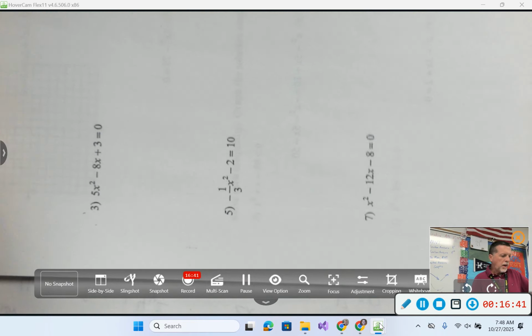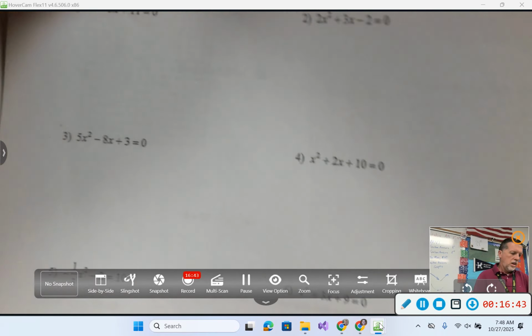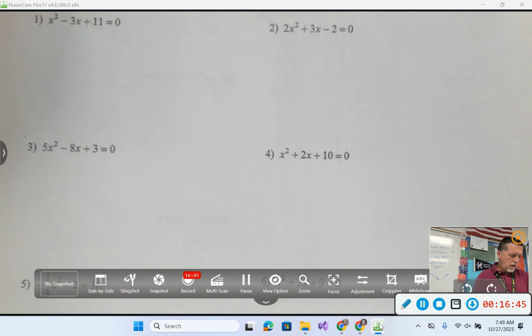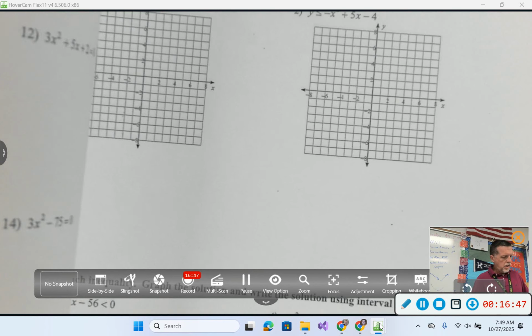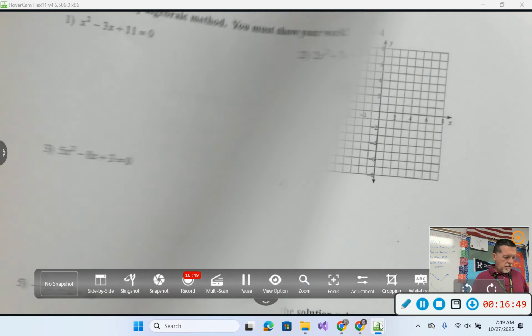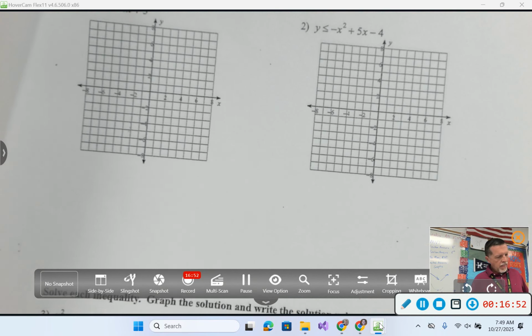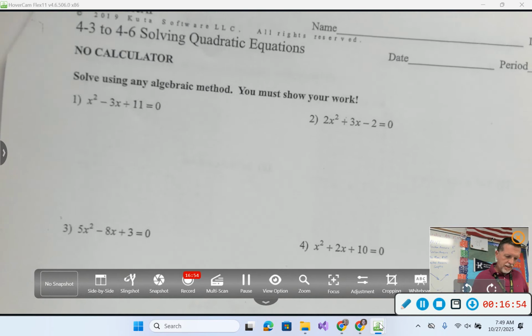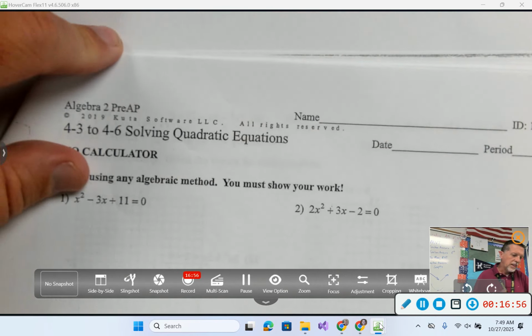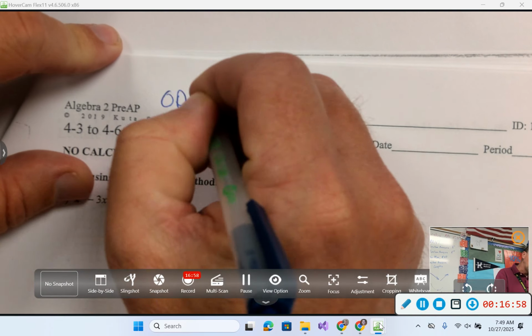Okay, so the next page is this one. I'm feeling kind today, so let's just say the odds on this worksheet.